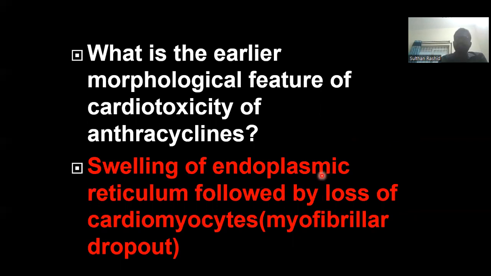How can you identify the earlier morphological features of cardiotoxicity of anthracyclines? What is the earlier morphological feature? There will be swelling of the endoplasmic reticulum. That is the first sign, followed by loss of cardiomyocytes. This is called myofibrillar dropout. These are the important earlier morphological features of cardiotoxicity of anthracyclines.